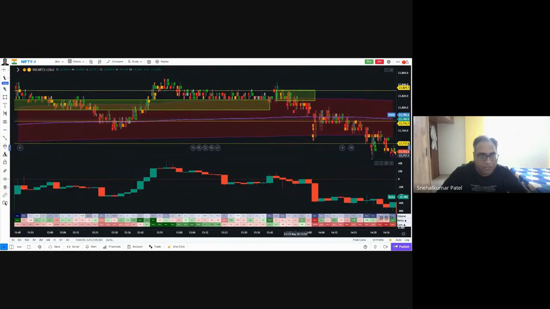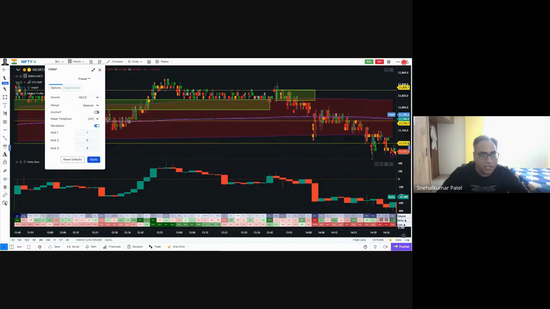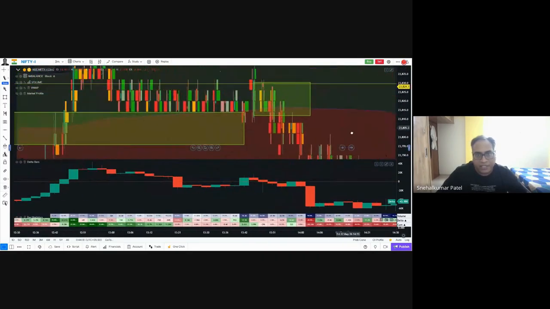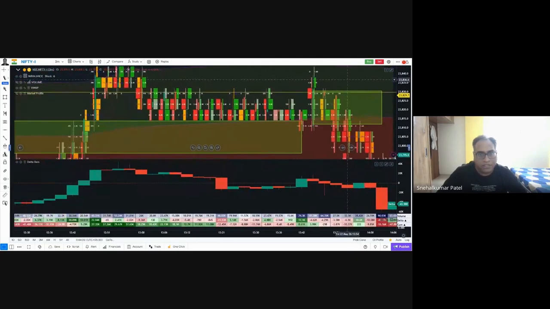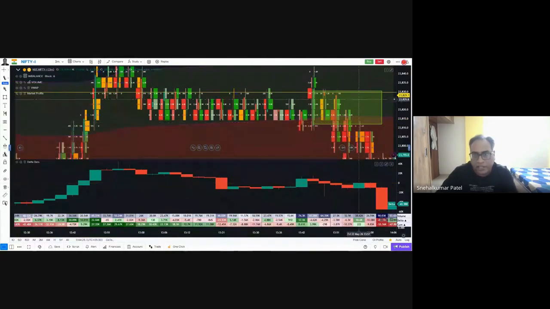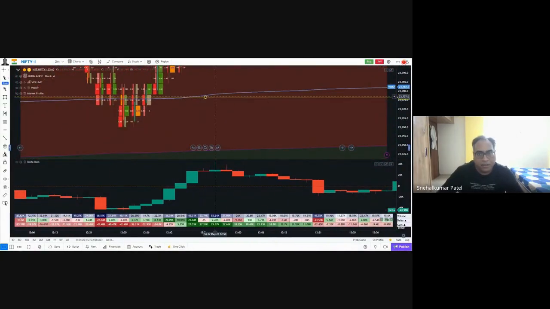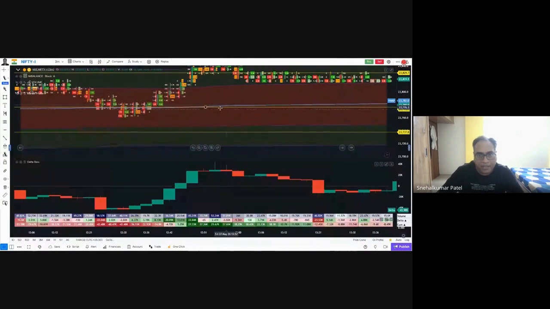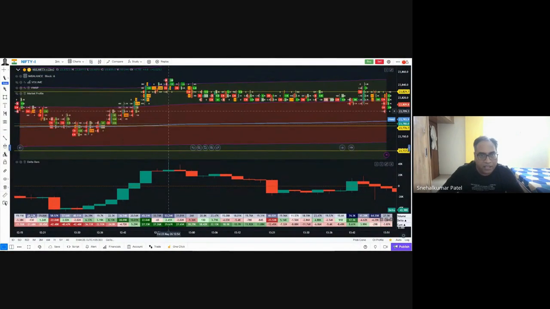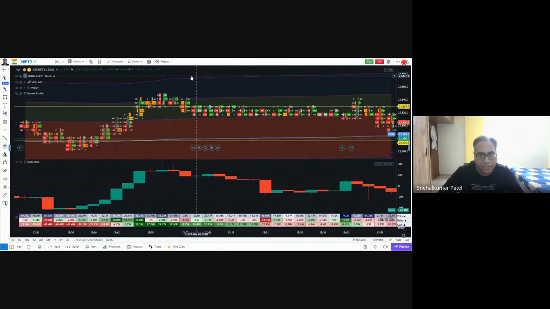Also, in VWAP there are 3 standard deviations that we can mark. This is standard deviation 1. We can mark the 2 and 3 levels as well, and we see how prices move around these levels. I'll remove this box so we can see it clearly. So this is the VWAP band, the middle band, and this is the first standard deviation. This is the second standard deviation. This is the third standard deviation.